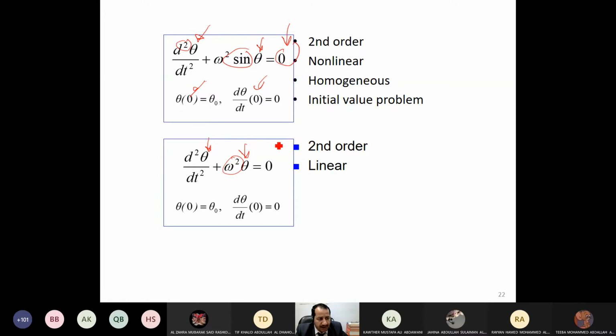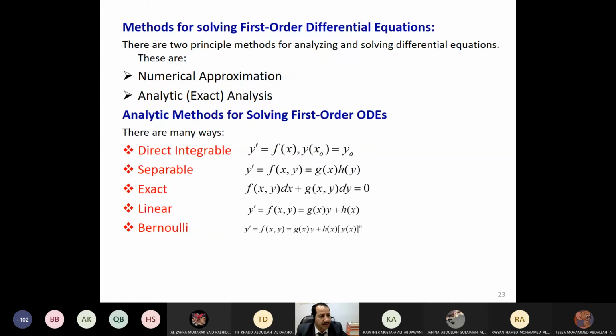Now, if 0 to the right, do we say this is homogeneous or non-homogeneous? What do you think? Homogeneous. Excellent. And he told me that there is an initial condition for theta, for d theta, then I will say this is an initial value problem. As I mentioned, we have numerical methods or analytical methods to be used in solving ordinary differential equations. We will focus on analytical, this one to be taken in the third level.